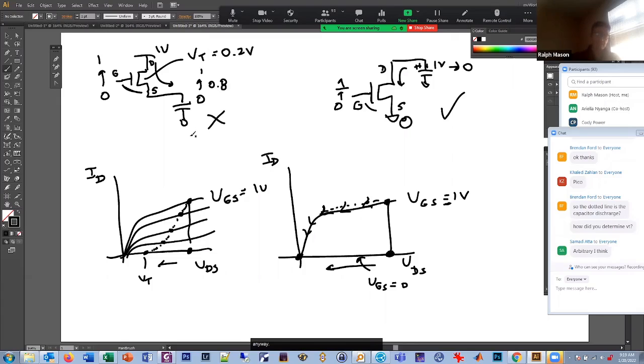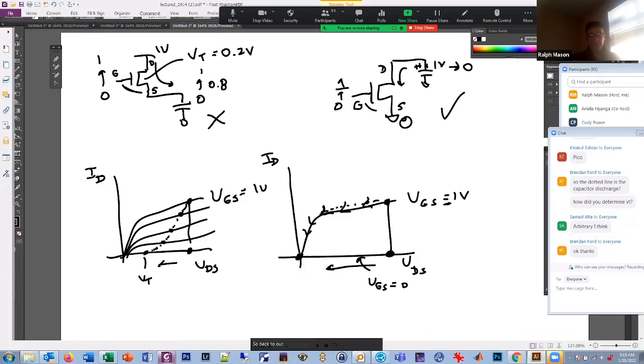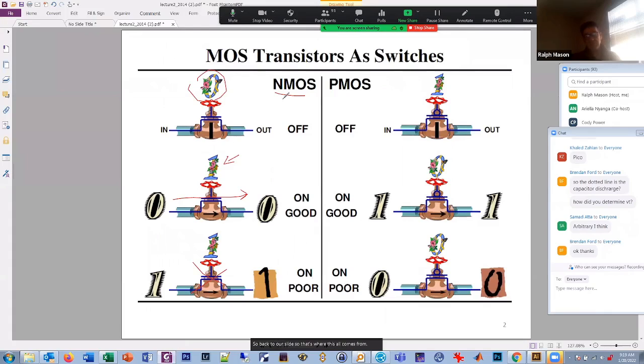Anyway, that's kind of a little tricky concept, but yeah, that's important to understand. You'll use that for your lab. So back to our slide. So that's where this all comes from. This NMOS was good at passing the 0, but not good at passing the 1. And for PMOS, when the 1 is on the gate, it's closed, there's no current. When the 0 is on the gate, it's good at passing the 1, not good at passing the 0. And thankfully, they work the opposite way.